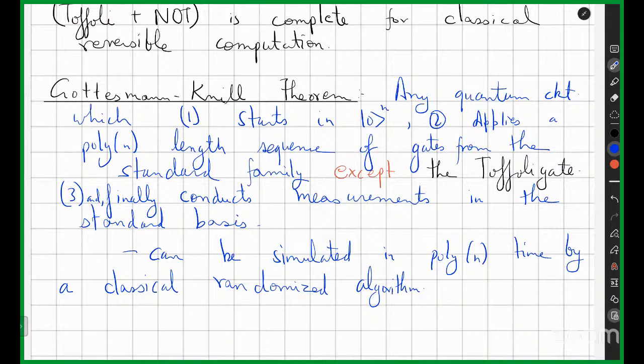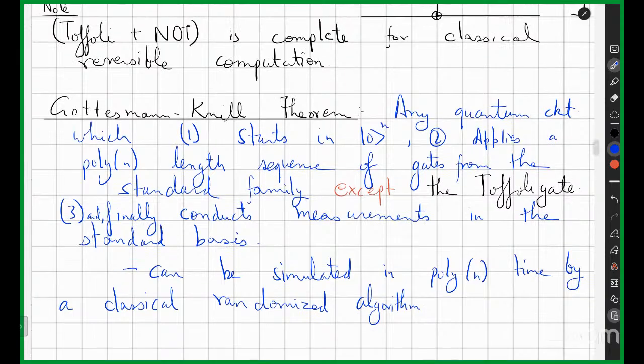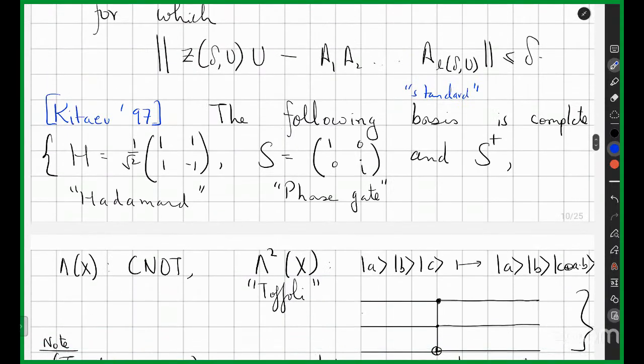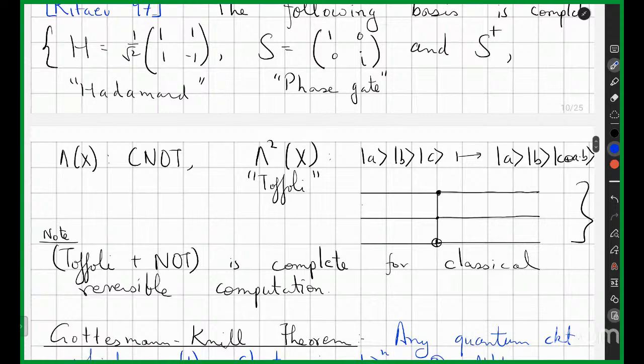So basically, this standard basis is in some sense quite parsimonious. If you drop one of the gates from it, which is the Toffoli gate, it becomes only as powerful as something weaker.